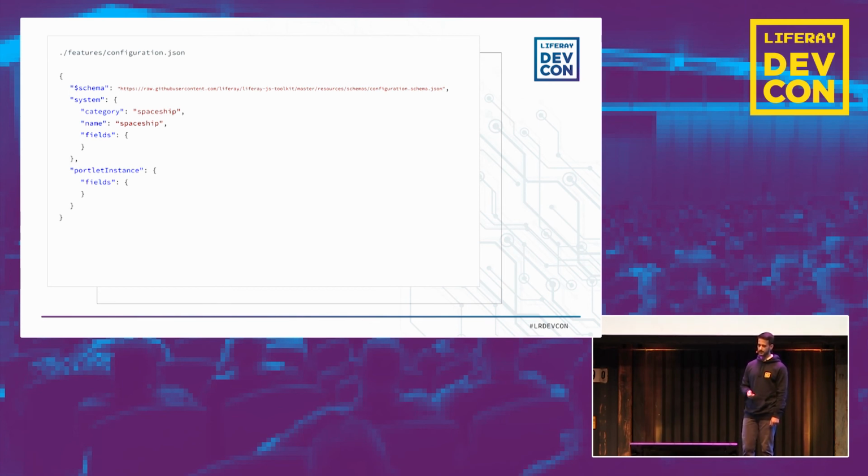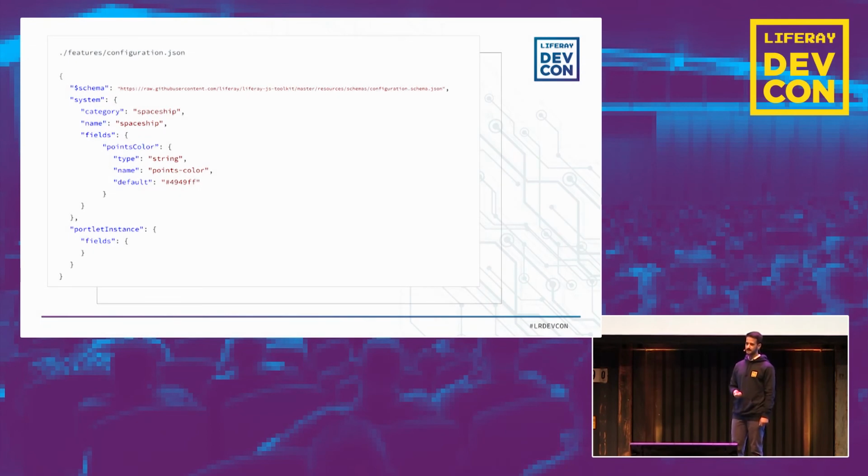And here we can specify 2 types of configuration: system settings and portlet instance. So system configurations are shared between all our widget instances across all our sites on our DXP installation. And for our app, we decided to make the points color configurable, maybe to fit with some brand's color. And we do that by defining a new object here, and we give it a type, a name, and a default value. This is the blue color we were using.